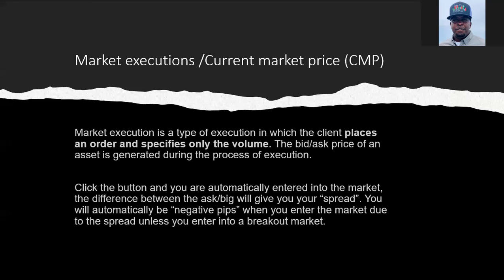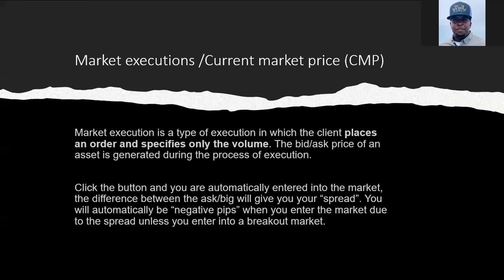But when you enter the market, 99% of the time your screen's going to be red, your pips going to be negative. So you enter at $1 a lot and your spread is 3, you're going to be down $3 automatically because you have to pay the dealer. That's the way it is.